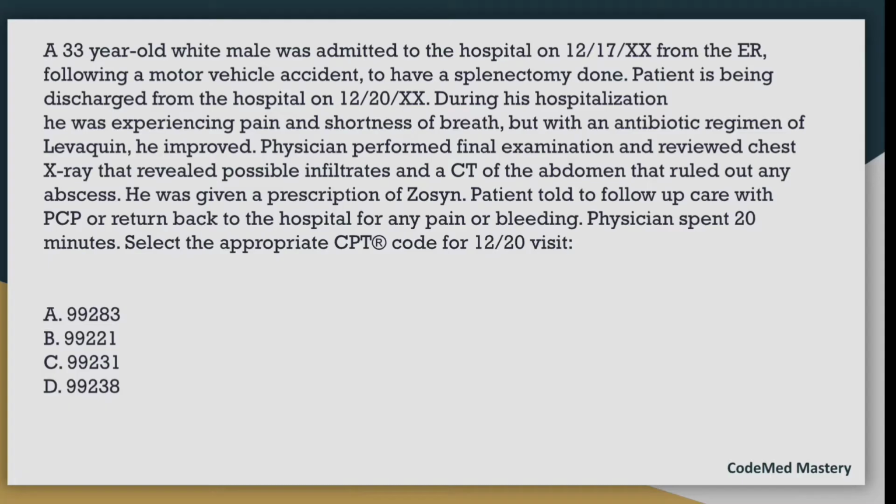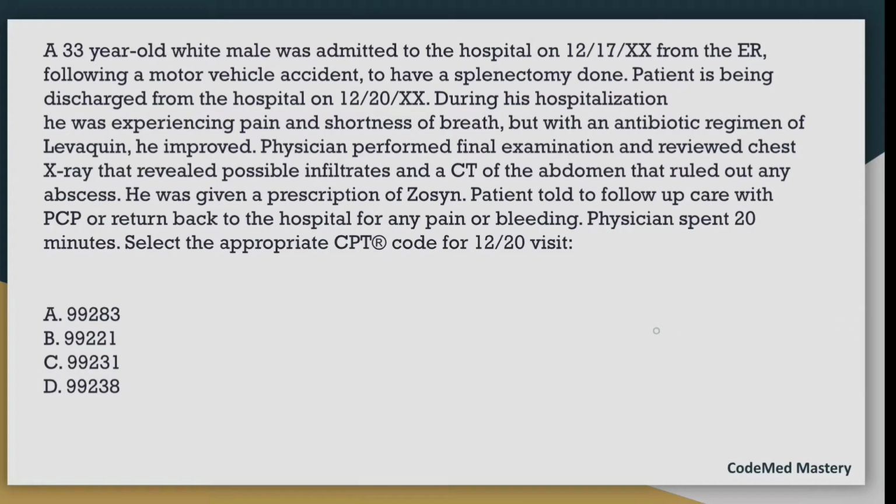Let's read the question. A 33-year-old white male was admitted to hospital on this date from the emergency room following a motor vehicle accident to have a splenectomy done. The patient is being discharged from the hospital on this particular date. During his hospitalization, he was experiencing pain and shortness of breath. But with antibiotic regimen, he improved. Physician performed final exam and reviewed chest X-ray that revealed possible infiltrates and CT of the abdomen, and he was given prescription and he was told to follow up. Physician spent 20 minutes. Select the appropriate CPT code.